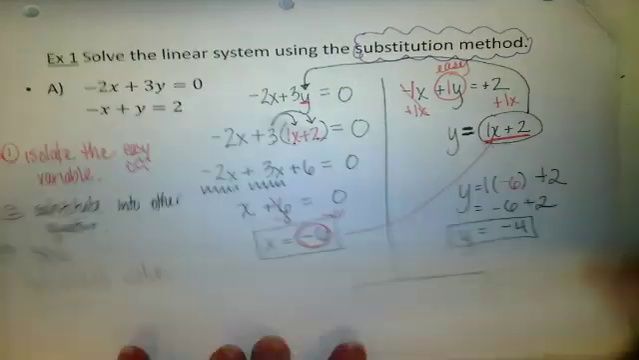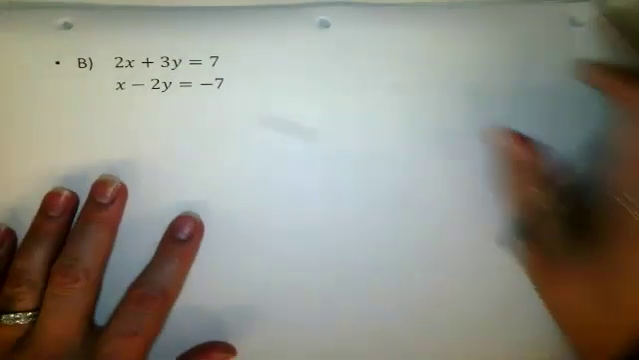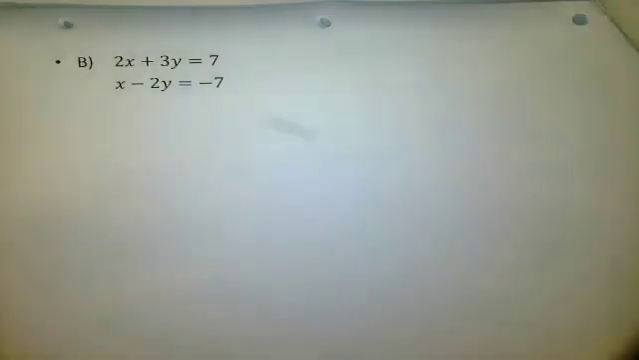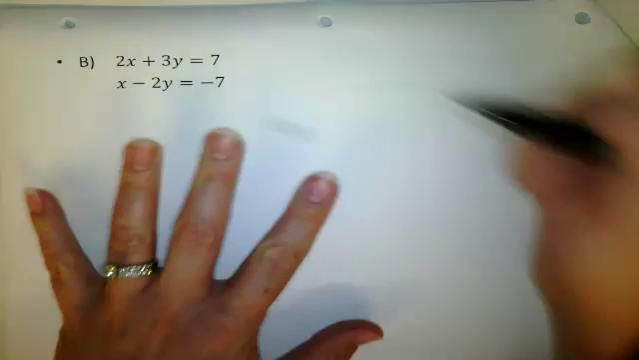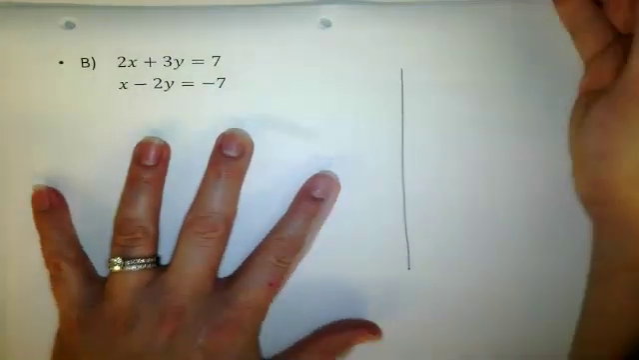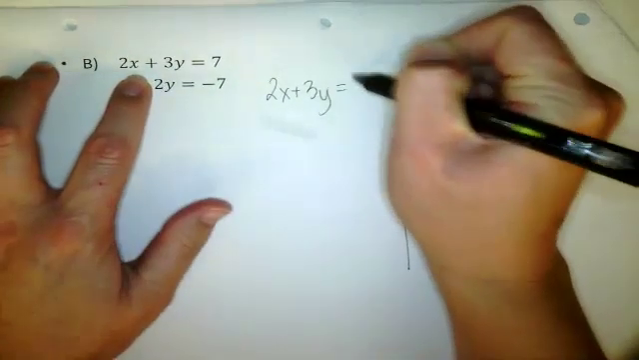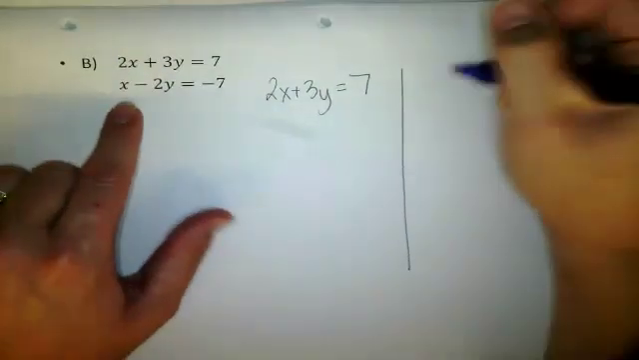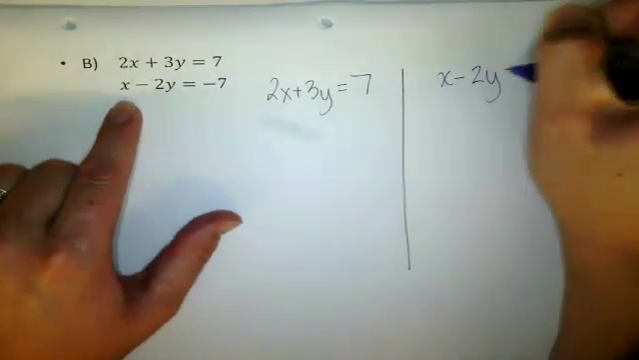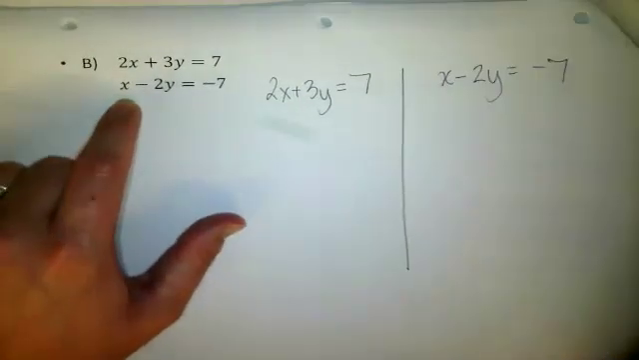Okay, so let's try a couple more just to make sure we've got the pattern down. Today, all your answers are going to work out really nice. You shouldn't get any fractions for answers today. So if you do get a fraction, you know you made a mistake. Today is just all about getting the pattern down. So I'm going to write 2x plus 3y equals 7 at the top of one column, and x minus 2y equals negative 7 at the top of another column.